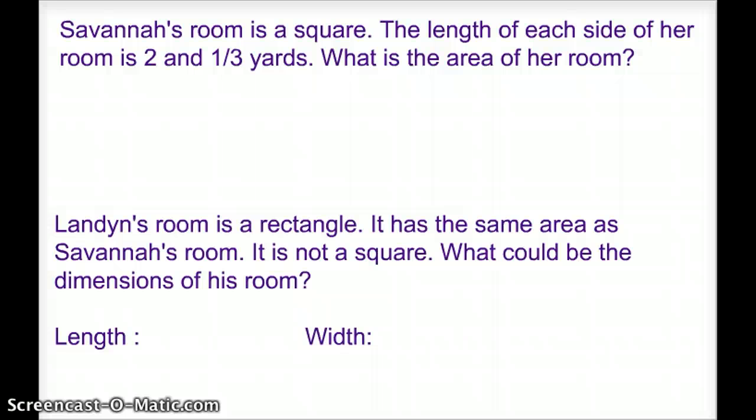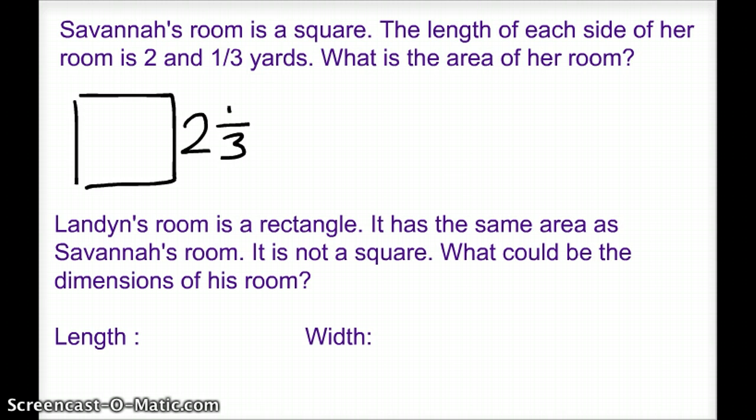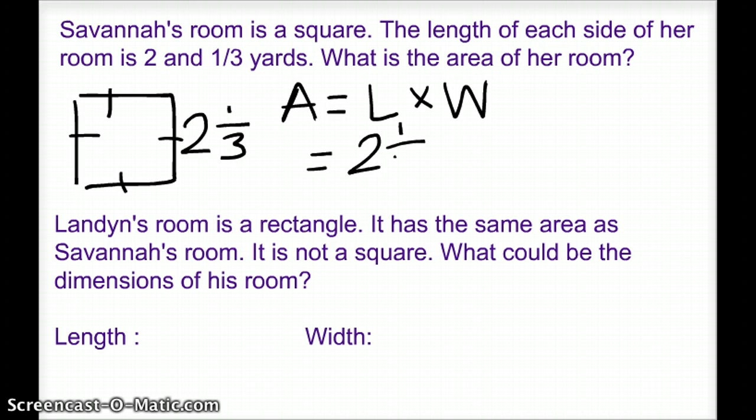Welcome back. I really hope you drew a picture to help you visualize it. Here's Savannah's room. That's not very good square. Let's make it a little more squarish. There we go. It is 2 1/3 on each side. It's a square, right? I know that they're all equal. Area is what? Length times width. So I'm going to be doing 2 1/3 times 2 1/3.